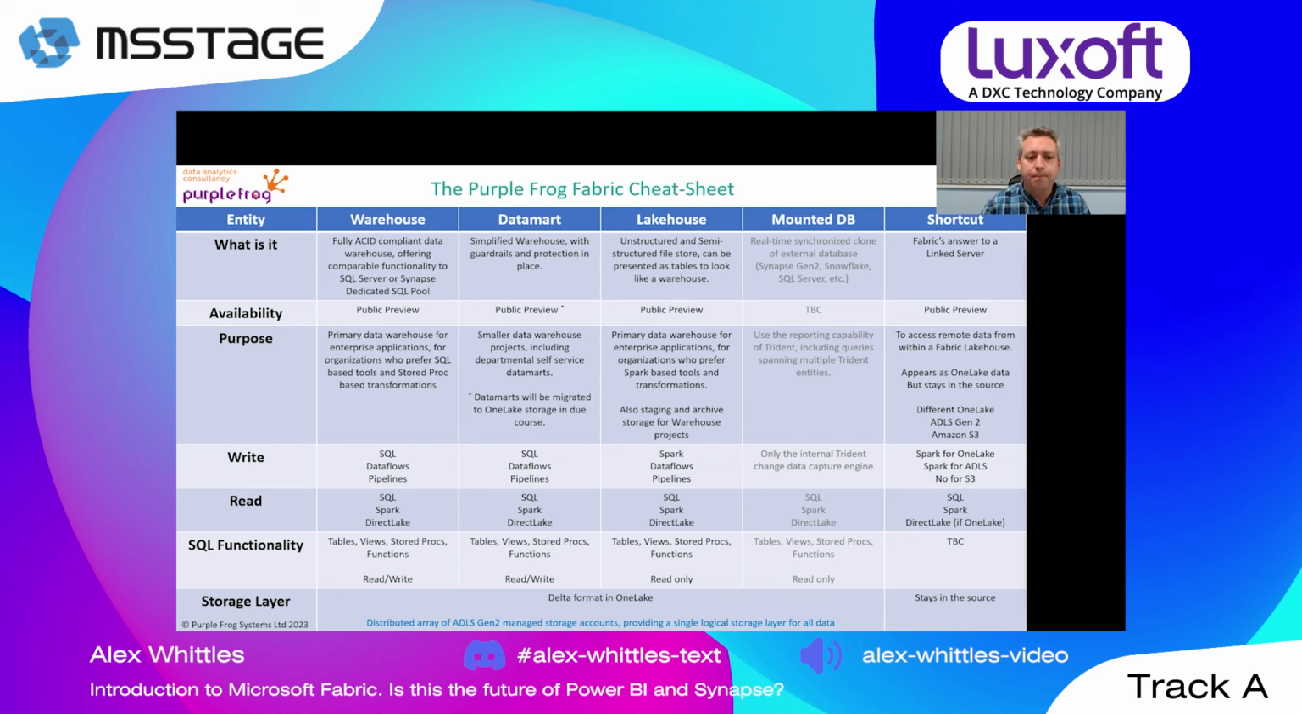So all of these, with the exception of the shortcut, are stored in OneLake. Shortcut's the only one that doesn't keep the data in Fabric, so that's stored in the source still. Everything else is stored in OneLake. Why OneLake? What is the benefit of OneLake, and why would we want to use, for example, a mounted DB, a shortcut, etc.? Why do we want to use Fabric to query external data?